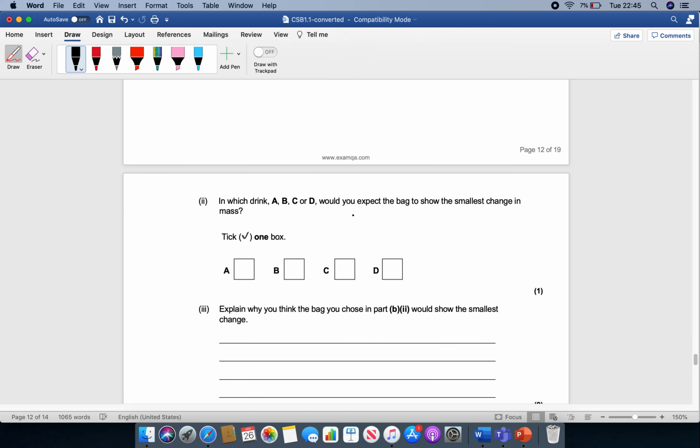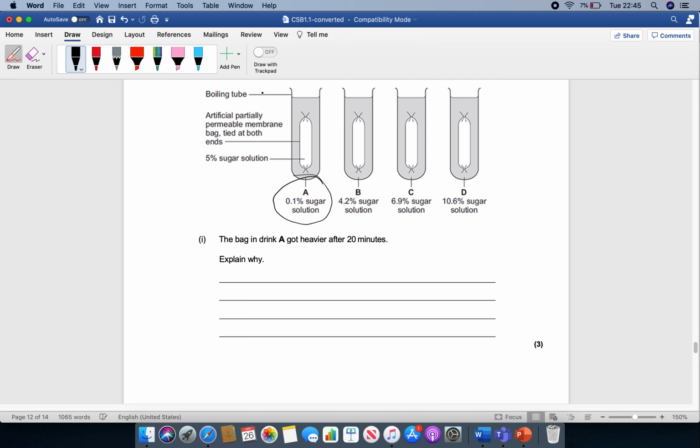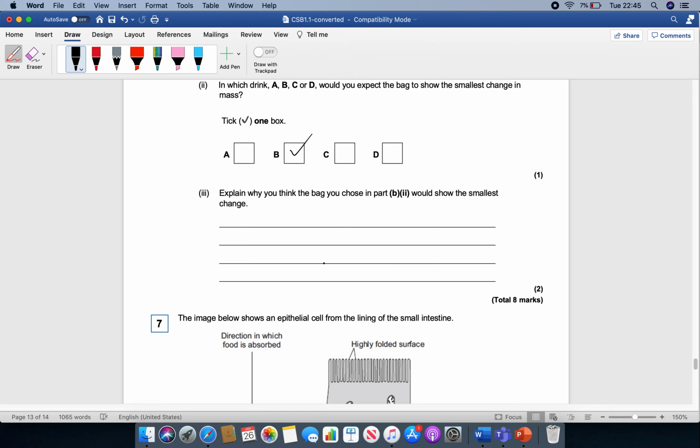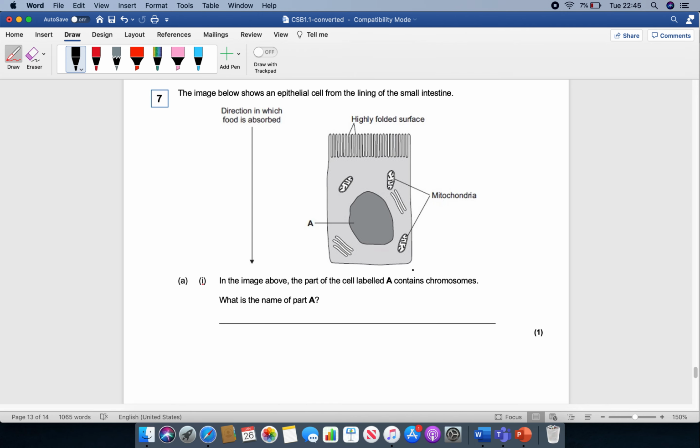Next question. In which drink A, B, C or D would you expect the bag to show the smallest change in mass? This would be B, because B has 4.2 sugar solution, and it would see the smallest change because the values are close together, and that's what I've just explained over here, and having that would give you 2 marks.